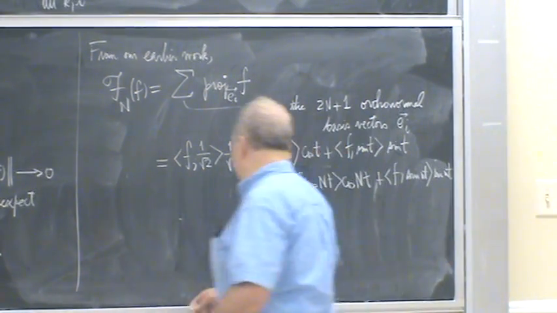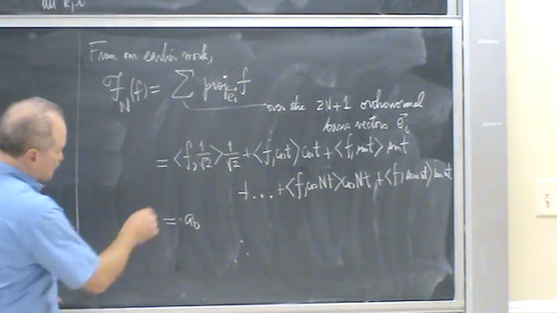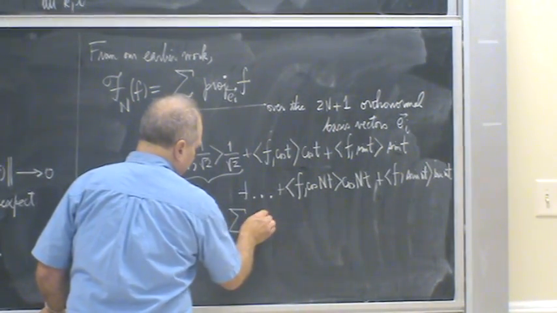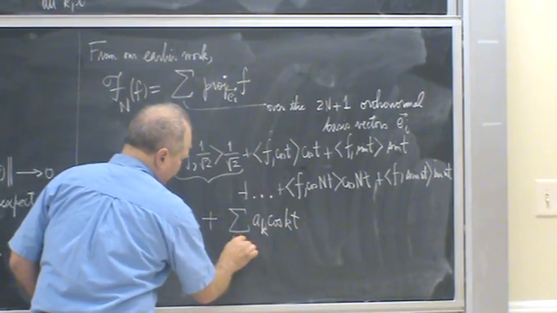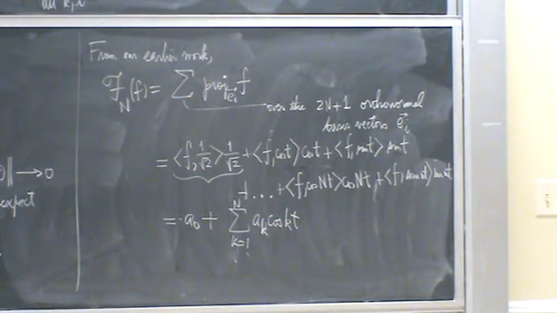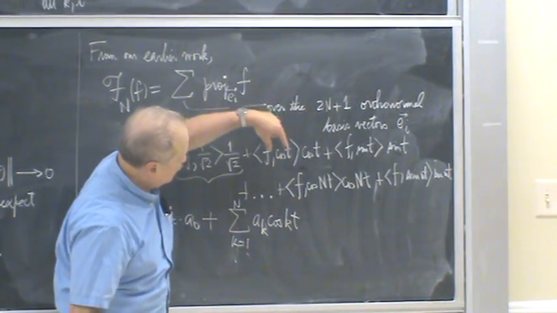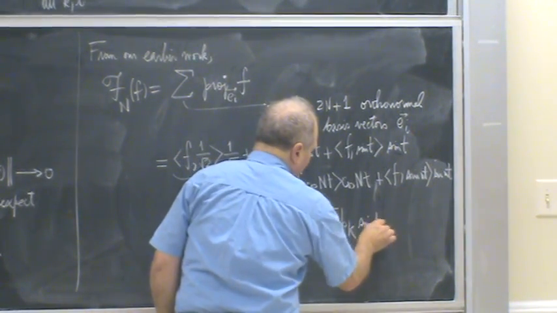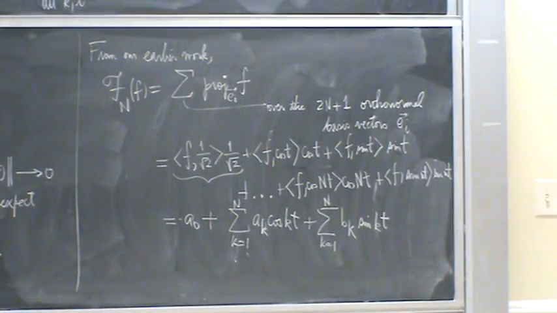And so what you have is a term that I'll call A0. That's this term. And then you have a bunch of cosine terms. This is the A_k. This is A1 times the first cosine, and so on. And then you have the sine terms with B_k. And if you've looked at WebWork, this is what they're asking you for, these A's and B's.